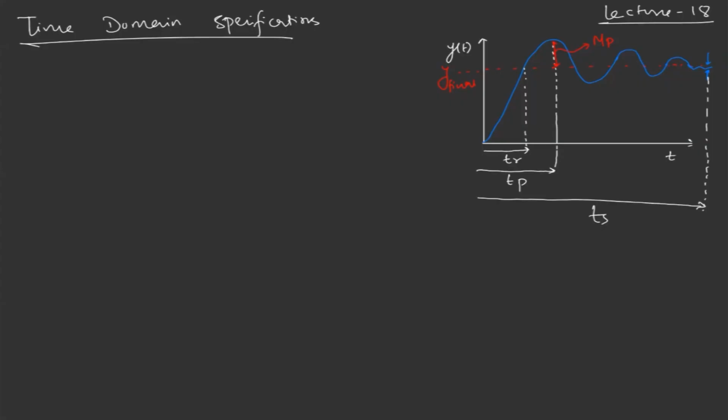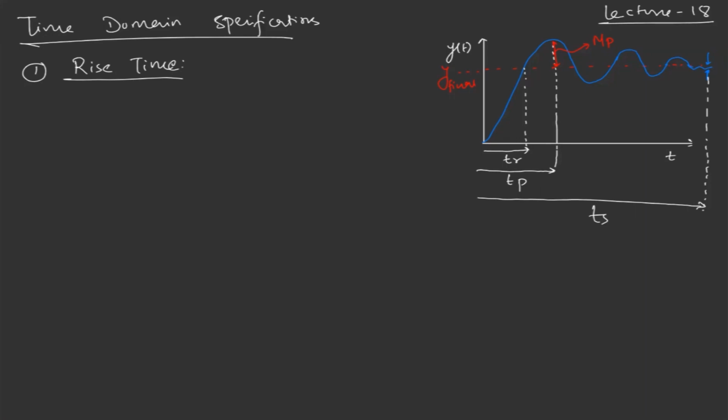In the last lecture, we discussed the specifications and how we can define these specifications in the response plot. In this lecture, we'll be finding the expression of these specifications in time domain. We'll start with finding the rise time. As per the definition, the rise time is the time taken to first reach the final value.